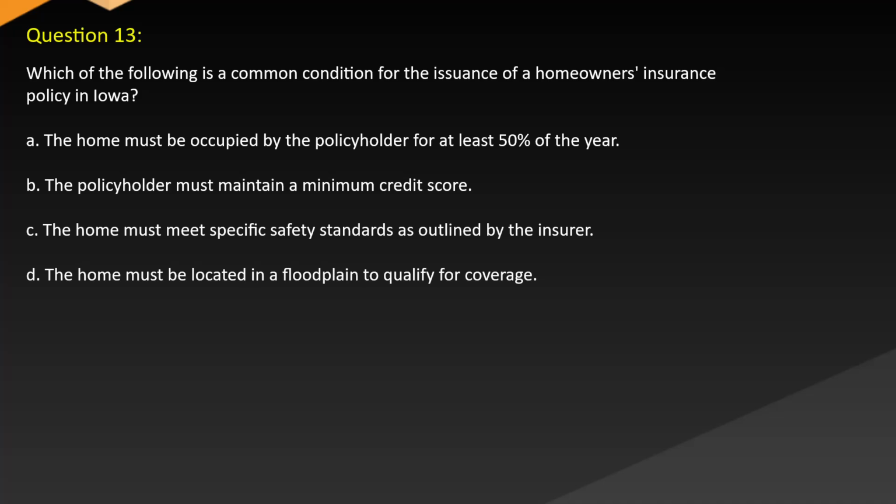Question 13. Which of the following is a common condition for the issuance of a homeowner's insurance policy in Iowa? A. The home must be occupied by the policyholder for at least 50% of the year. B. The policyholder must maintain a minimum credit score. C. The home must meet specific safety standards as outlined by the insurer. D. The home must be located in a floodplain to qualify for coverage.